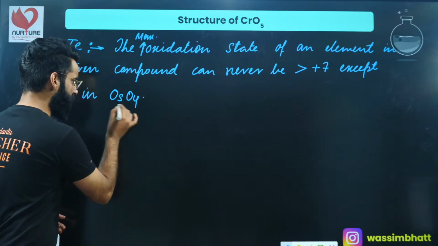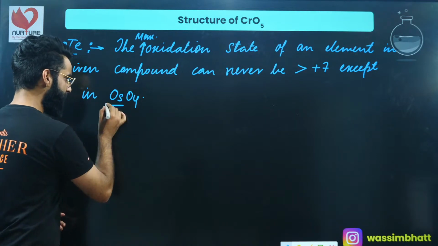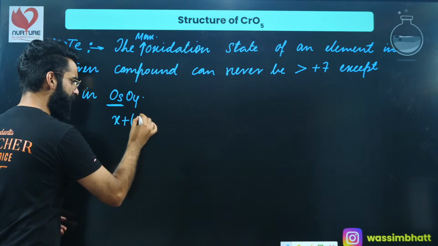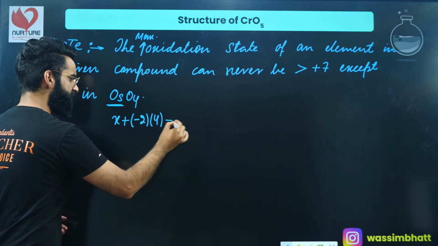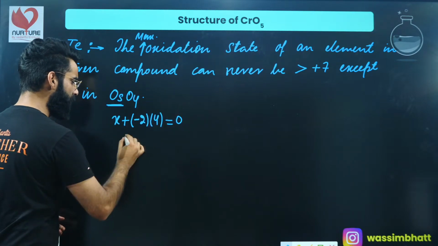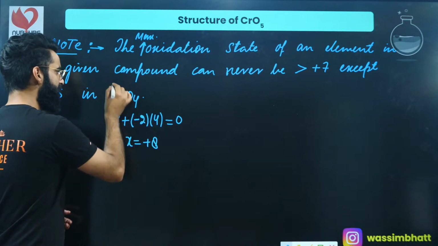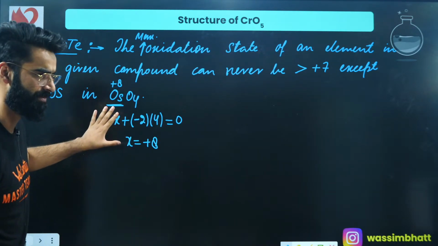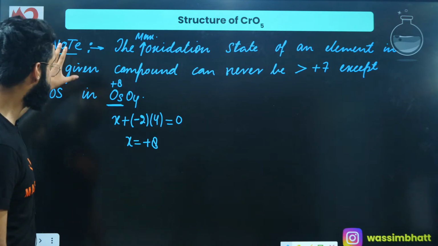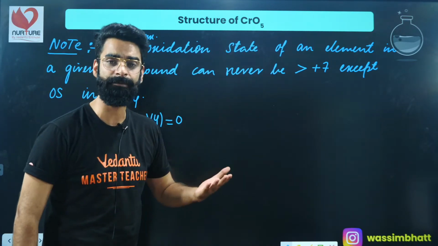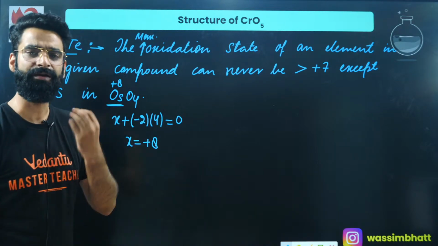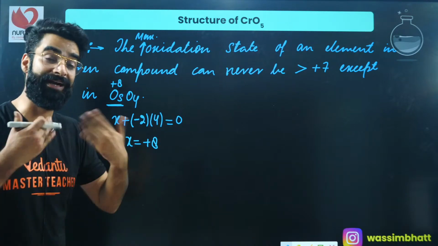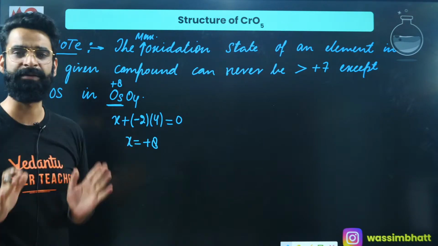In case of OsO4, the oxidation state of osmium, if you calculate, let's assume the oxidation state of osmium as X, right? Oxidation state of oxygen is going to be -2. There are 4 oxygen atoms, and the net charge is 0. So from here, you get the value of X as +8. So +8 is the oxidation state of osmium in OsO4, which is the exception. The actual statement is the maximum oxidation state of an element in a given compound can never be greater than +7, except osmium in OsO4 where it is +8, right? The first and important thing.